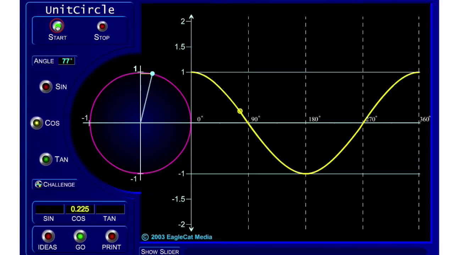As P is approaching pi on 2, the value of x is approaching 0. And now P is approaching pi, and the value of x is approaching -1. P is approaching 3 pi on 2. The value of x is approaching 0 again. And as we approach 2 pi, the value of x will be approaching 1.